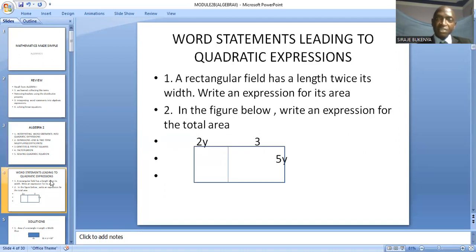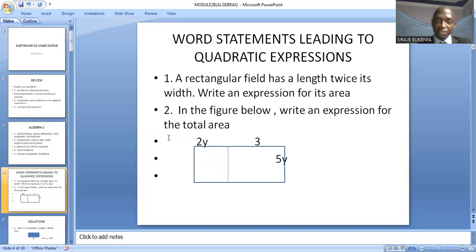Now, if we jump straight to what we mean by quadratic expression, these are expressions whereby the unknown is raised to a power of 2 or more. Remember, in Algebra 1, the unknown was raised to a power of 1, but now it's more than 1. Like if you talk about x squared plus 3x plus 5.